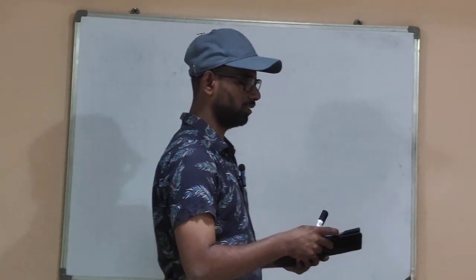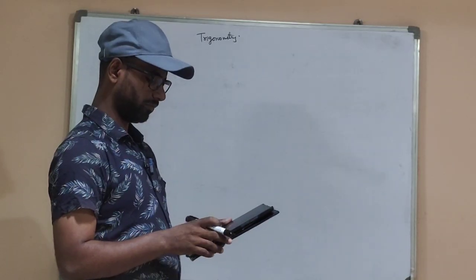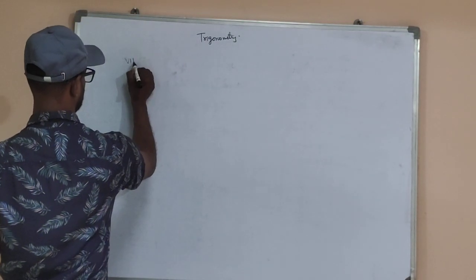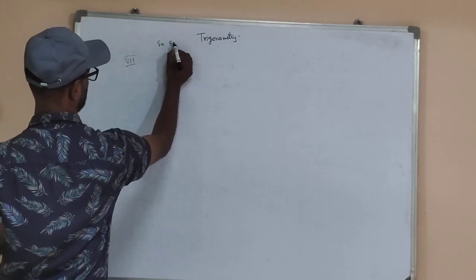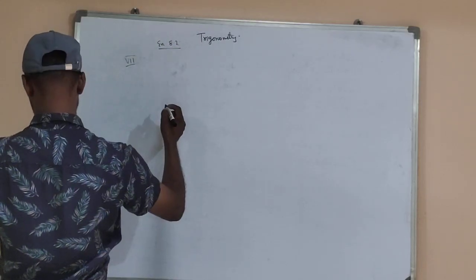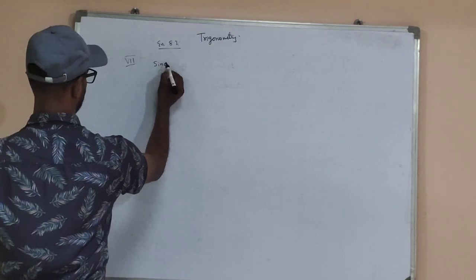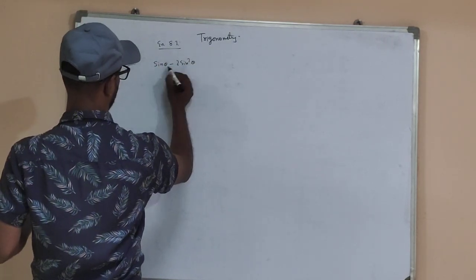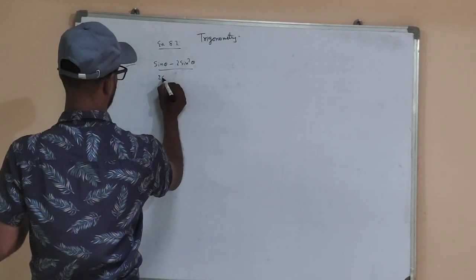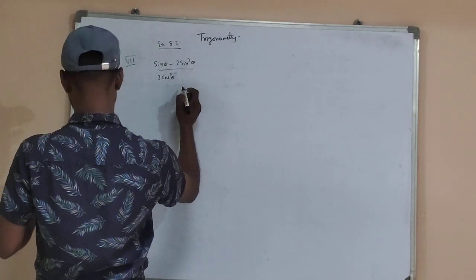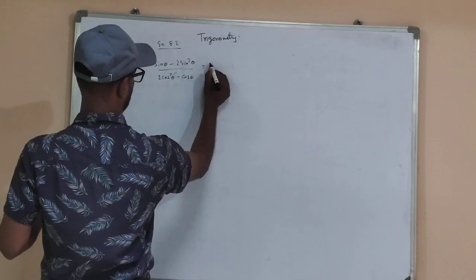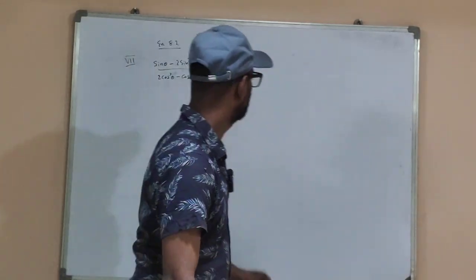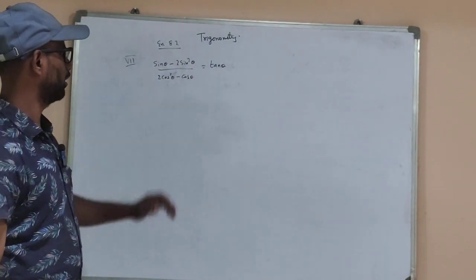So next, the final question is exercise 8.3, the seventh question. So what is the question? Sin theta minus 2 sin cubed theta by 2 cos cubed theta minus cos theta is equal to tan theta. Okay. So this is a simple question. By taking the LHS, we have to prove the RHS.